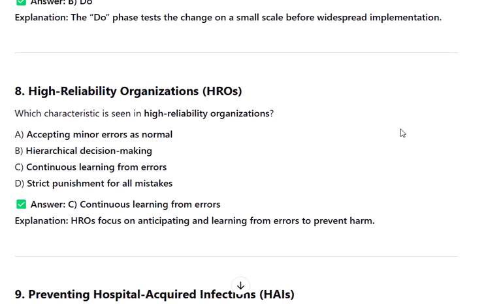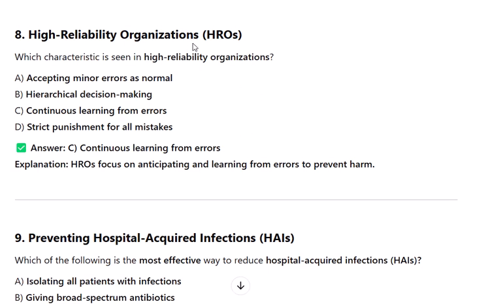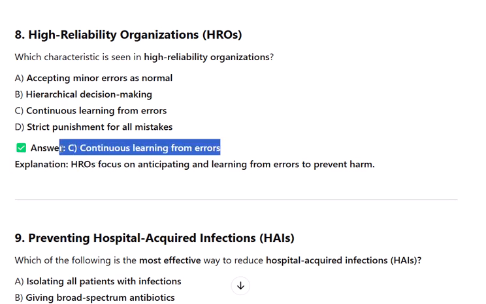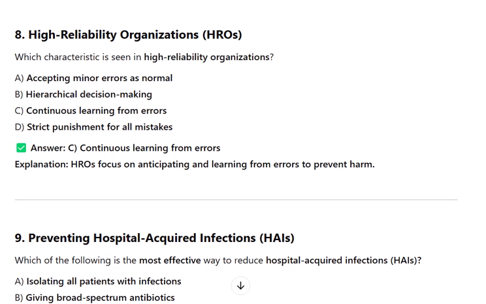8. High reliability organizations, HROs. Which characteristic is seen in high reliability organizations? A. Accepting minor errors as normal. B. Hierarchical decision-making. C. Continuous learning from errors. D. Strict punishment for all mistakes. Answer: C. Continuous learning from errors. Explanation: HROs focus on anticipating and learning from errors to prevent harm.